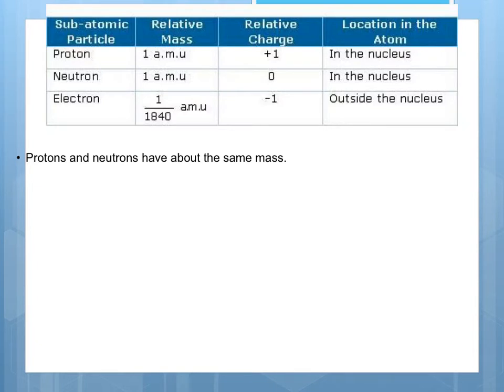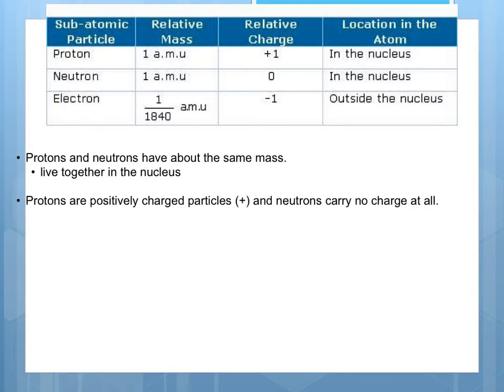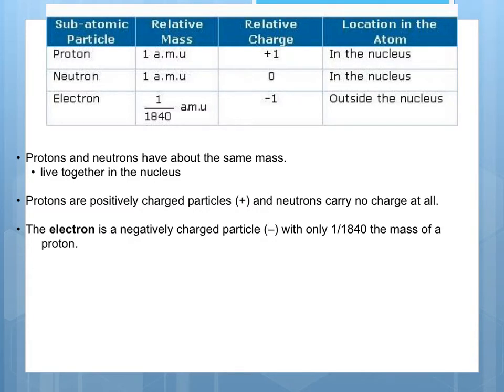It's just too small. Protons and neutrons, if you look at the last column of the chart, live very happily together in the nucleus. And the reason that they can do that is because of the charges of each of those. So a proton has a positive 1 charge, and a neutron has no charge at all. So they do not attract each other, they do not repulse each other, they're just able to coexist very nicely in the nucleus. Far away from the nucleus is the electron.